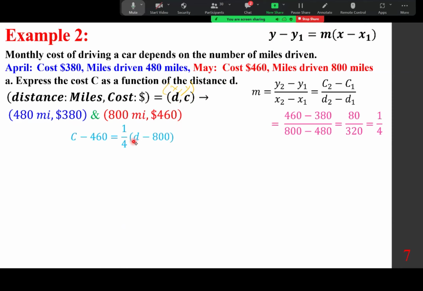Now, 1/4 d minus 1/4 of 800, which is 200. We add 460 and it becomes 260. So C is 1/4 of D plus 260. That is the linear formula.